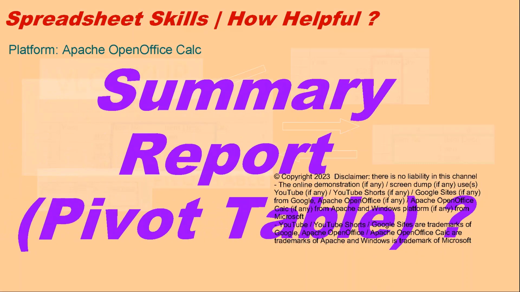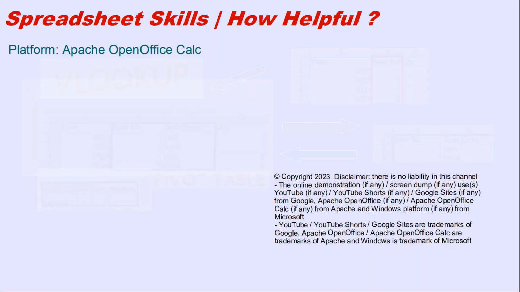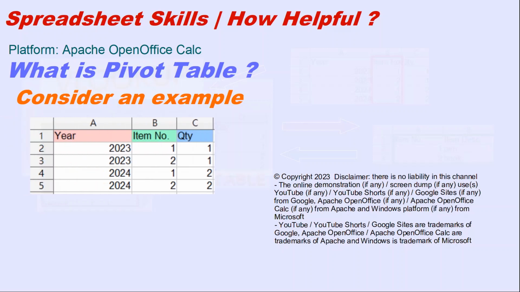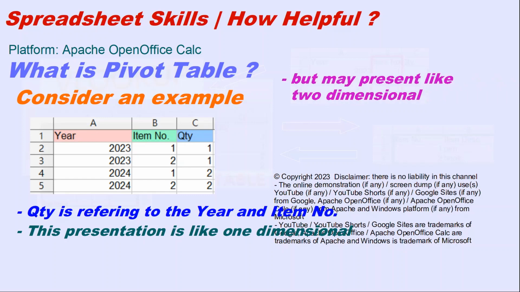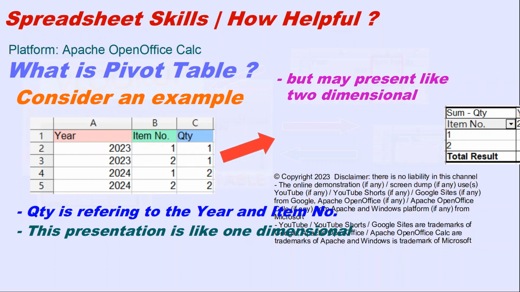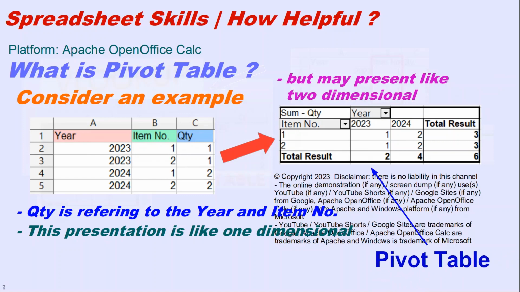Summary report, pivot table, in the platform of Apache OpenOffice Calc. What is a pivot table? Consider an example. Item quantity refers to the year and item number. This presentation is like one-dimensional, but may be presented as two-dimensional. Pivot table. The following video shows the summary report by pivot table in the platform of Apache OpenOffice Calc.